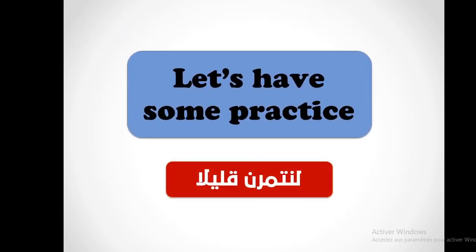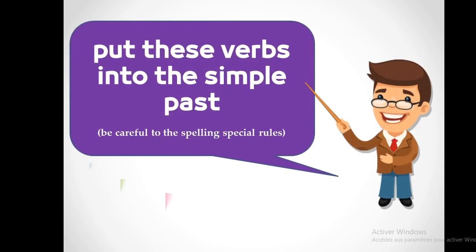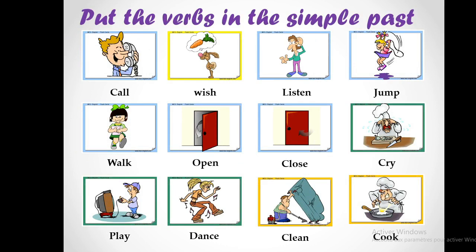Let's have some practice. Put the verb into the simple past and be careful with the spelling special rules. Now these are a group of verbs and you are going to conjugate them all into the simple past. So we have call, wish, listen, jump, walk, open, close, cry, play, dance, clean, cook. So you are going to pause the video, do the activity, and we are going to see the correction.